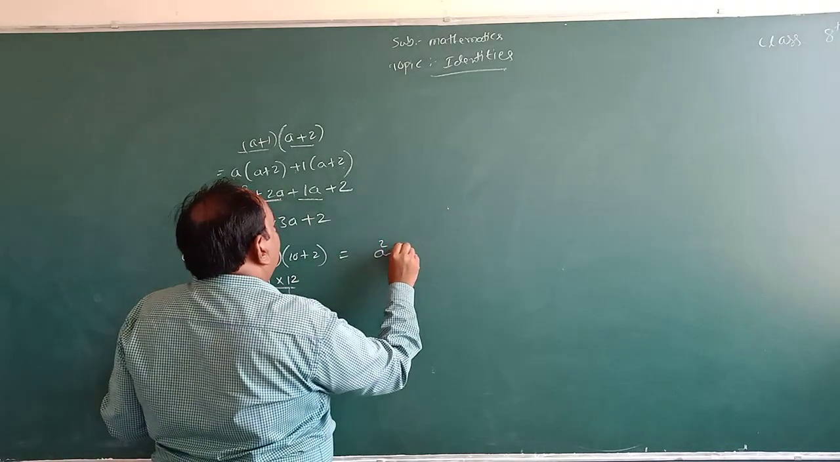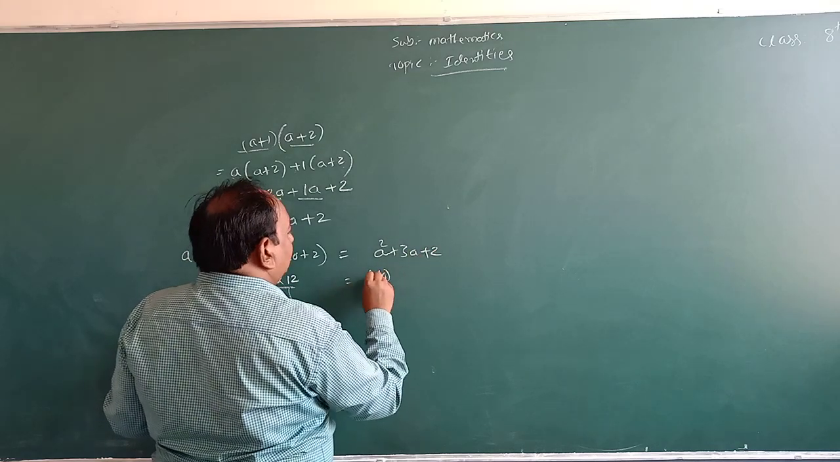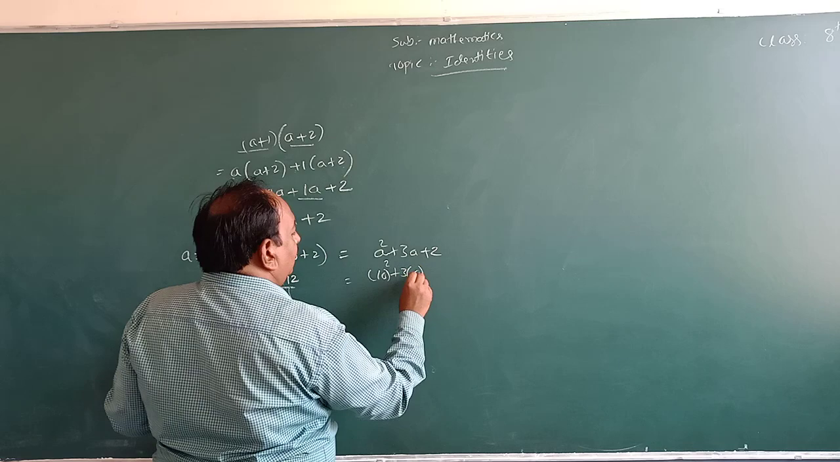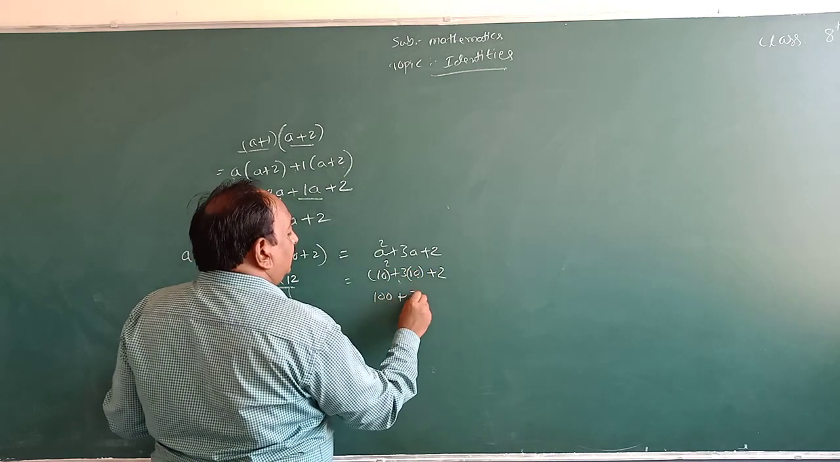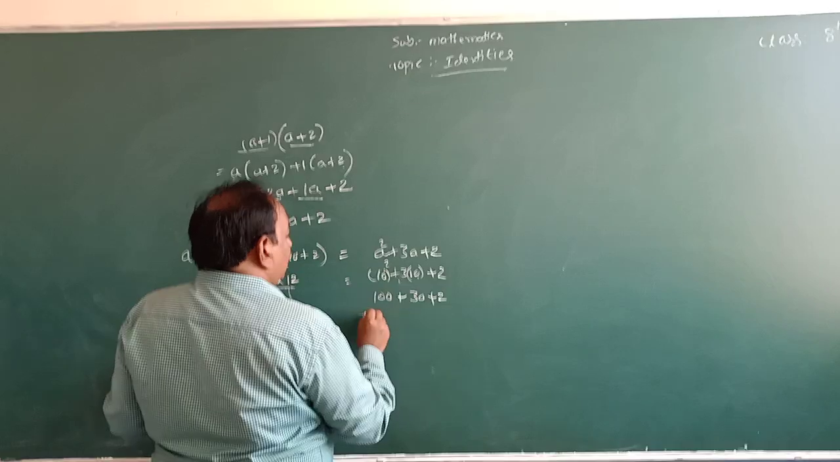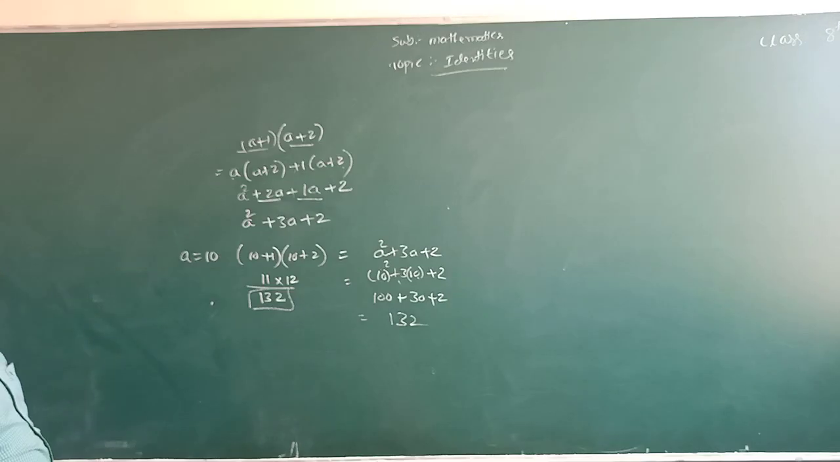Next, a square plus 3a plus 2. A is 10, so 10 whole square, 3 into 10, plus 2. 10 tens are 100. 10 threes are 30, plus 2, that is 132. LHS is equal to RHS.